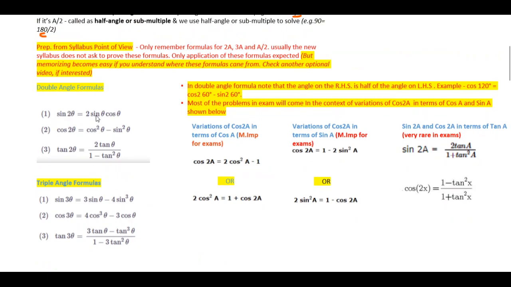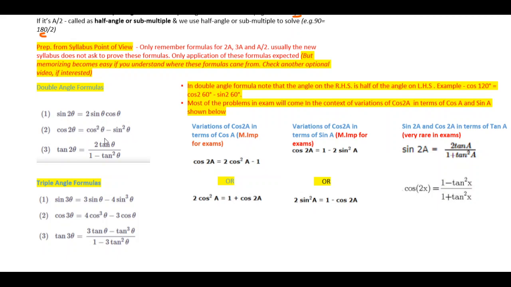In the double angle formula also, tan is very rare. Most of the times it will be sine and cos, and I'll tell you what is important within cos also. So these are the formulas for double angle and triple angle. And within the double angle, the cos 2 theta, because of the equation pattern, it has got a few variations on how we can rearrange the equation.